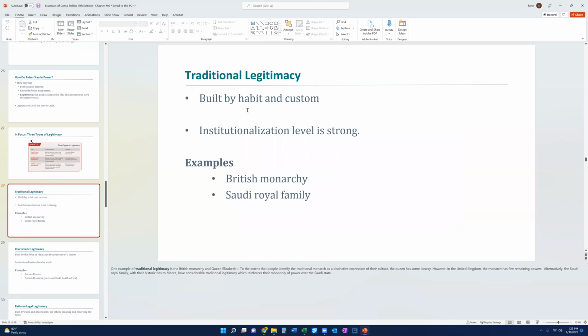So again, just to quickly summarize this, traditional legitimacy is built by habit and custom. The institutionalization of traditional legitimacy is very strong. Examples of traditional legitimacy are going to be the British monarchy and the Saudi royal family.